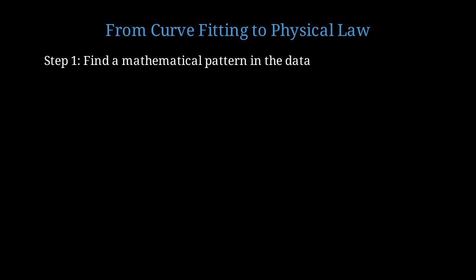Now we come to a deep philosophical question about science. How do we turn a mathematical curve that fits data into a general physical law? This is not trivial. The first step is pattern recognition. Newton found that planetary data followed an inverse square pattern. But fitting data is not enough. The second step is to test the pattern in as many different situations as possible. Newton tested it with the moon, with planets, with Jupiter's moons, with comets.